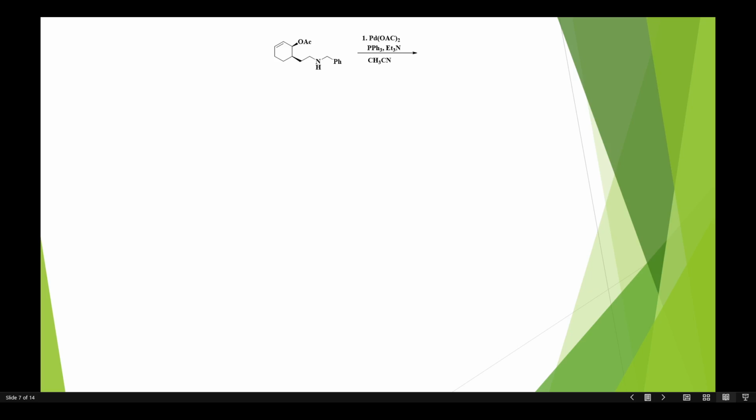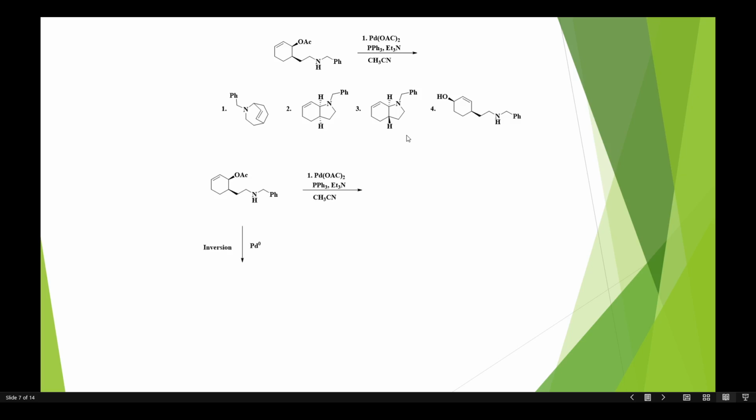No. So whatever the palladium metal will do, you are saying that the palladium metal has some role also. You just see, that's after that we'll get a product. What actually happened? That's whatever the palladium does.